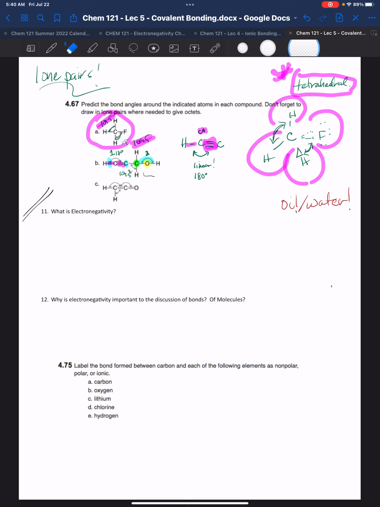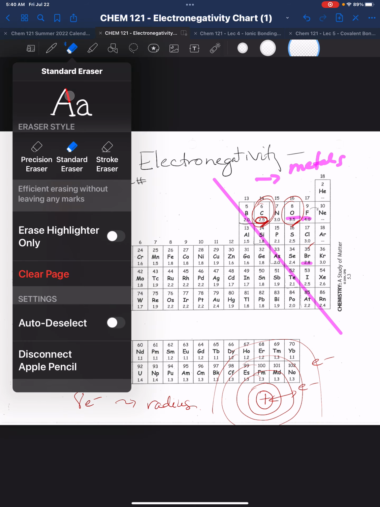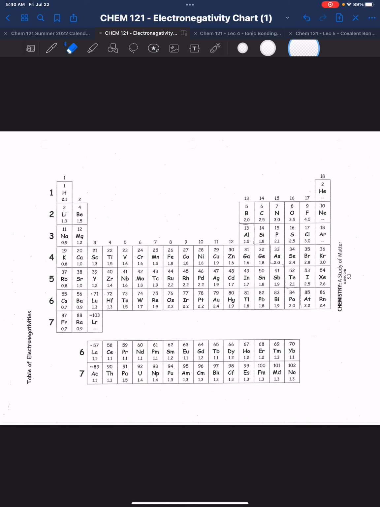Okay, the first thing we have to do is finish the conversation and talk a little bit about this concept of electronegativity. We have referred to this table right here. I'm going to erase this so it's all clean for us. This is our periodic table that looks a little different than the other one, but it's showing electronegativity. Basically, electronegativity is a measure of the attraction that an atom has for electrons. This periodic table has the atomic number at the top, but down here, rather than the mass, we're seeing the electronegativity.